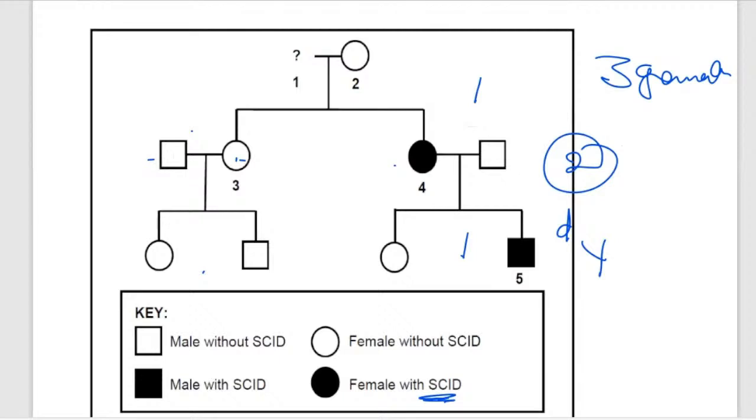Okay, let's go to the next question. How do I find the unknown one? I'm going to talk about it, my daughter.